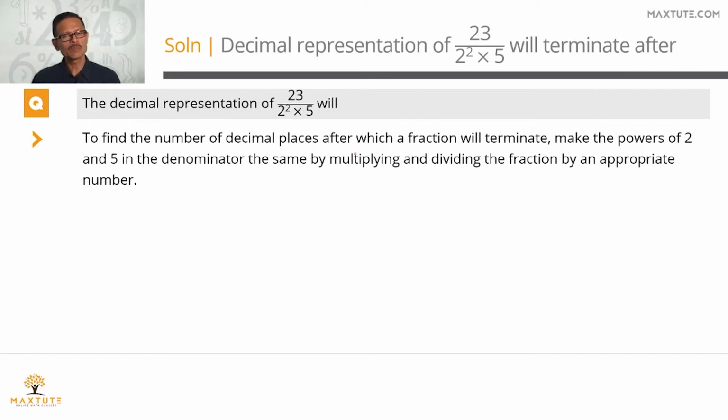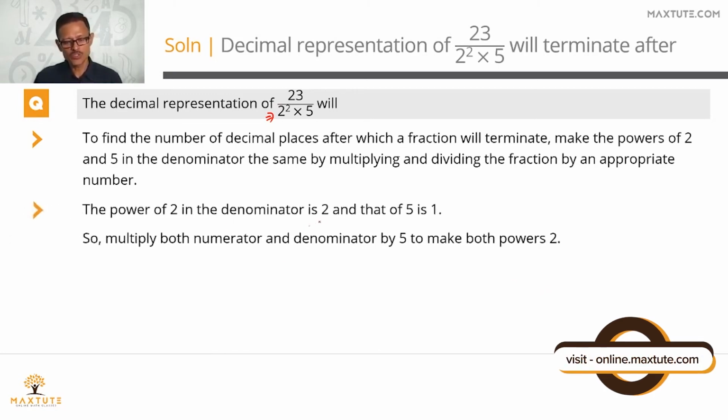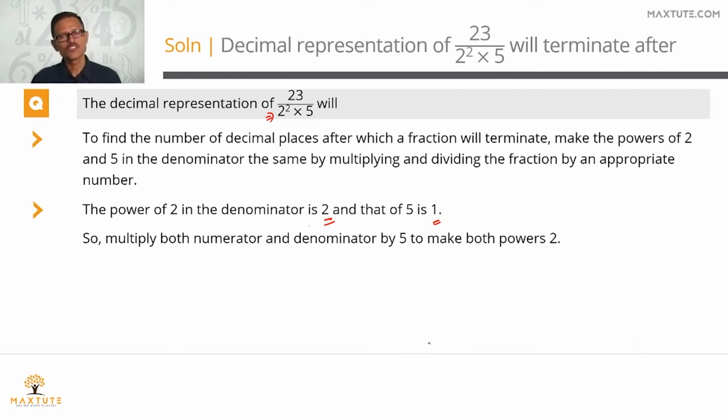To find the number of decimal places after which a fraction will terminate, first and foremost, you need to ensure that the denominator comprises only 2's and 5's. Otherwise, it's not going to be terminating. Make the powers of 2 and 5 in the denominator the same by multiplying and dividing the fraction by an appropriate number. What we have here is the power of 2 is 2, the power of 5 is 1. We need to make the power of 5 also 2. So multiply and divide this expression by a 5.